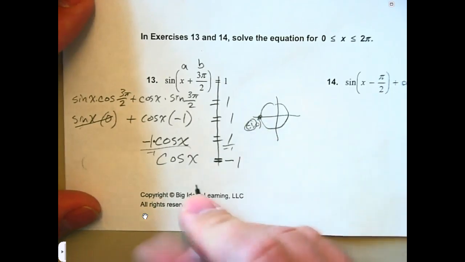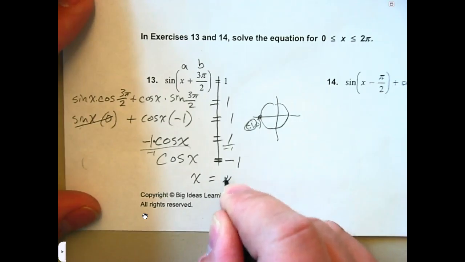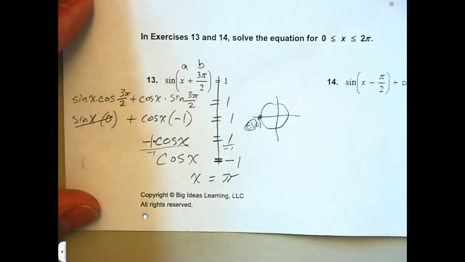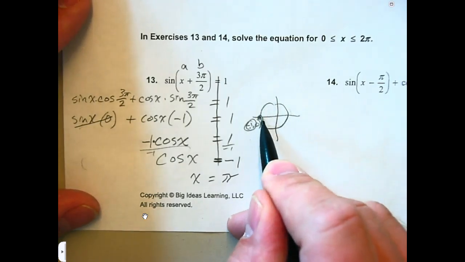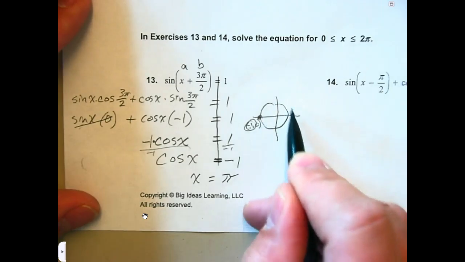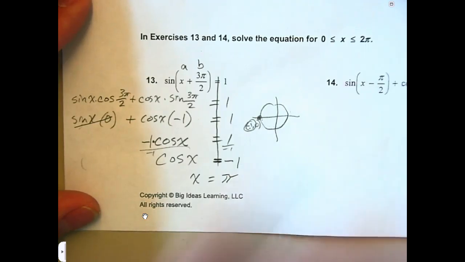Cosine. It's at pi. Now, here's the problem with that answer. The answer is pi. Here's the problem with it. Cosine is a never-ending curve. It'll keep going. So it will hit it at pi, at 3 pi, at 5 pi. It'll keep hitting it every 360 degrees.